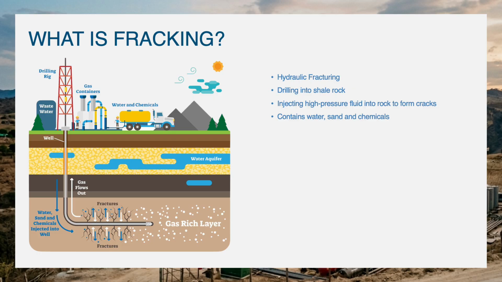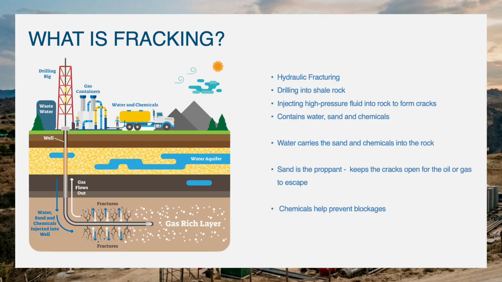This allows trapped natural gas or petroleum to flow through the cracks and into the well, where it can be collected at the surface. So let's make sure we know what each part has to do. The water carries the sand and the chemicals and provides the pressure needed to fracture the rock, while the sand keeps the cracks open so that the gas or oil can escape. The chemicals help reduce blockages, limit the friction, and keep the process working efficiently. The word fracking comes from fracturing, because that's literally what we're doing. We're cracking the rock open.